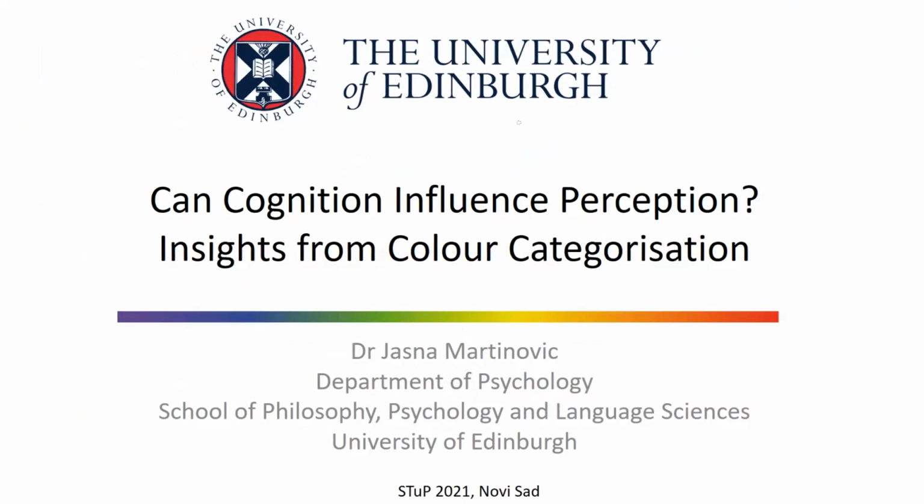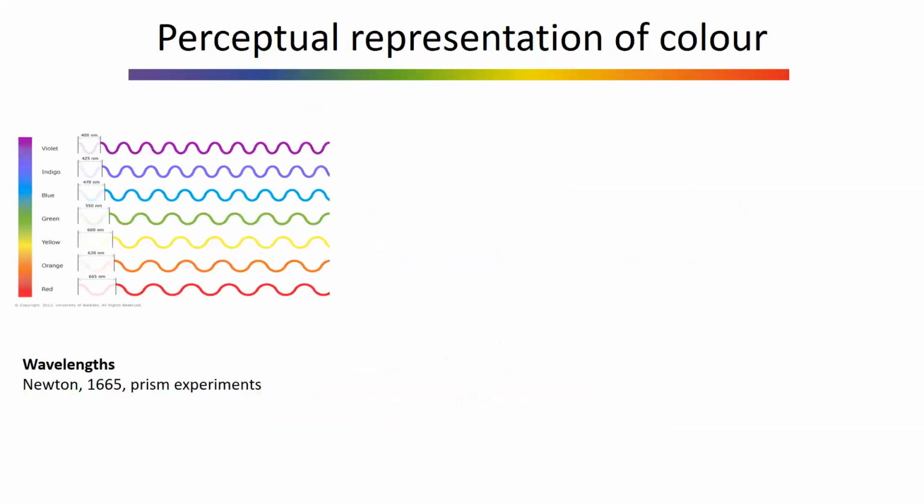So my talk today is about relations between cognition and perception, and I will talk about them through the prism of color categorization. As Ivana said, that is my main area of research. So to begin talking about relations between perception and cognition, probably it helps to first look at the percept itself.